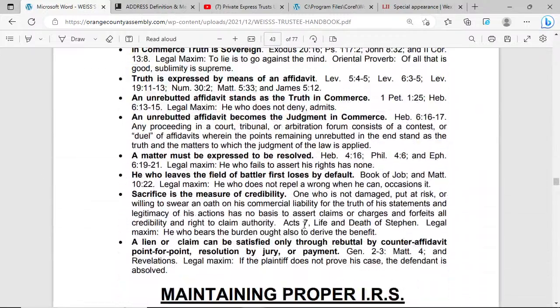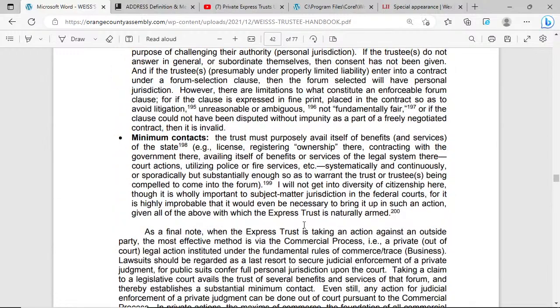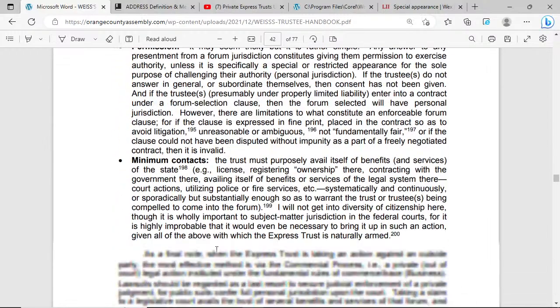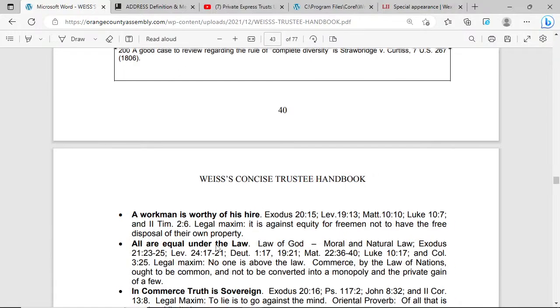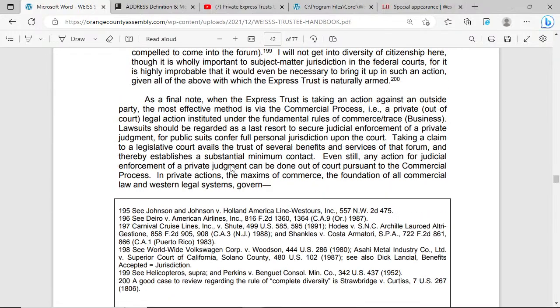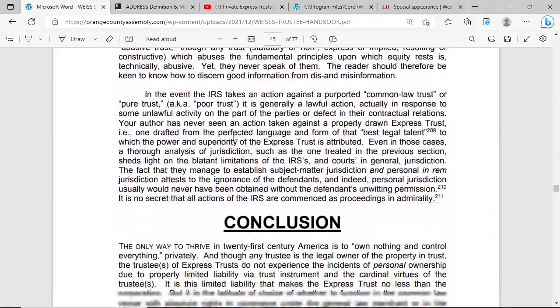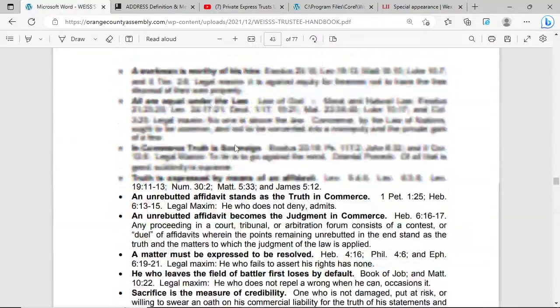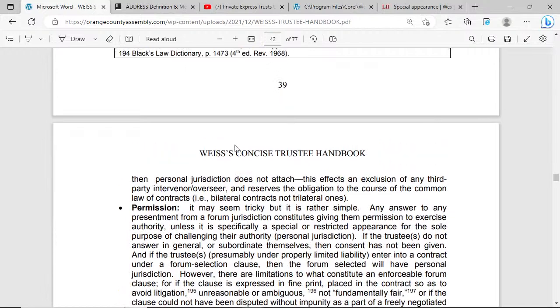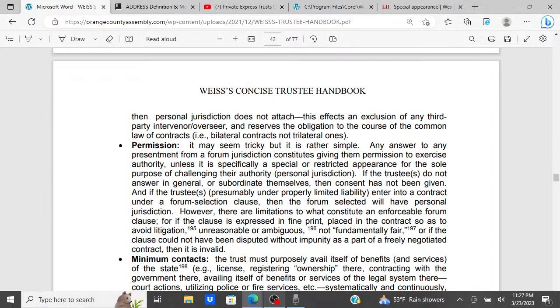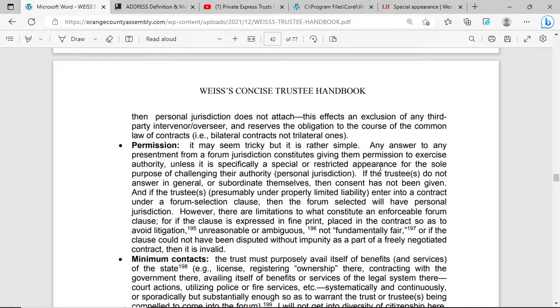How much more we got left? Just a little bit. Okay, we're going to finish permission and minimum contacts, and then we'll go into the maxims, maintaining good relations, and conclusion, and we'll be done. Yeah, this is our second to last part. It may seem tricky, but it is rather simple.